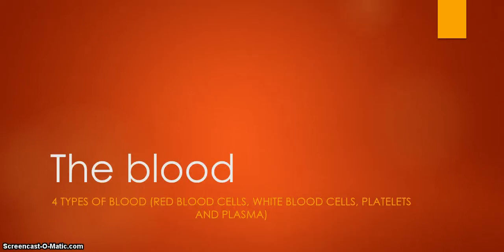Next we'll go on to the blood. Blood has many functions, including transportation of nutrients around the body, maintaining homeostasis, sorry if I said that wrong, and the immune system. It is made up of plasma, red blood cells, white blood cells, and platelets.